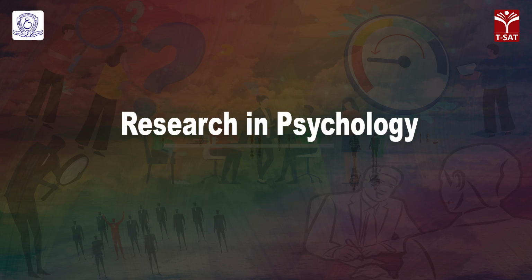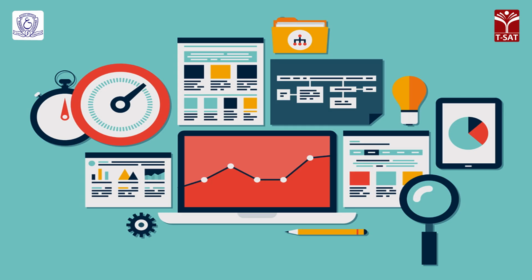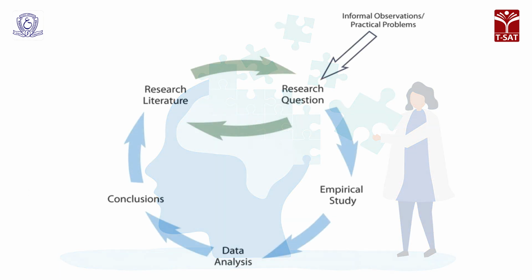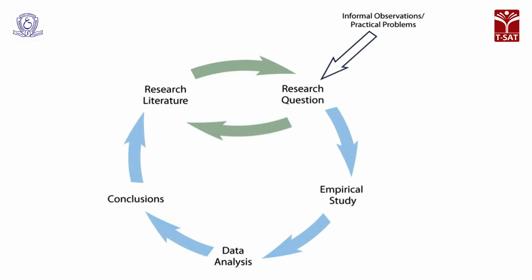Research in psychology: the systematic investigation into and study of materials and sources in order to establish facts and reach new conclusions. This is known as research. This presents a more specific model of scientific research in psychology. The researcher formulates a research question, conducts a study designed to answer the question, analyzes the resulting data, draws conclusions about the answers to the question, and publishes the results so that they become a part of the research literature.